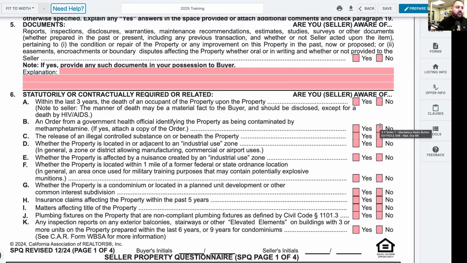Within the last 3 years, was there a death of an occupant? Was there or wasn't there? Are you aware of it? If yes, yes. If no, no. Okay? So it's pretty straightforward when we're answering these questions.